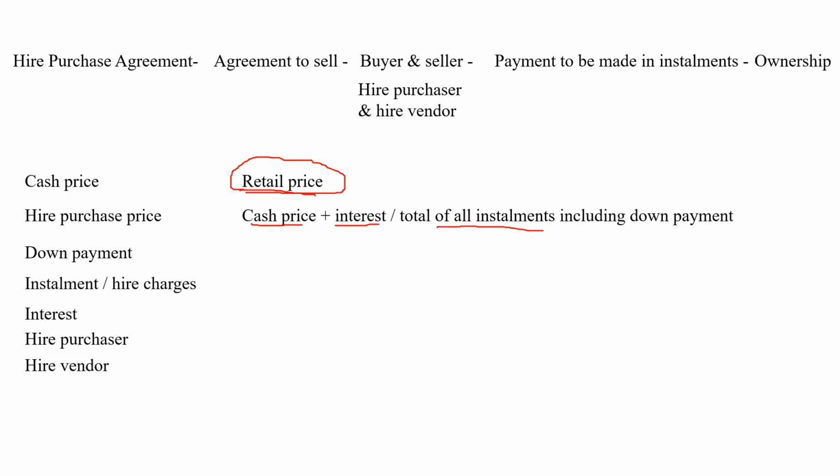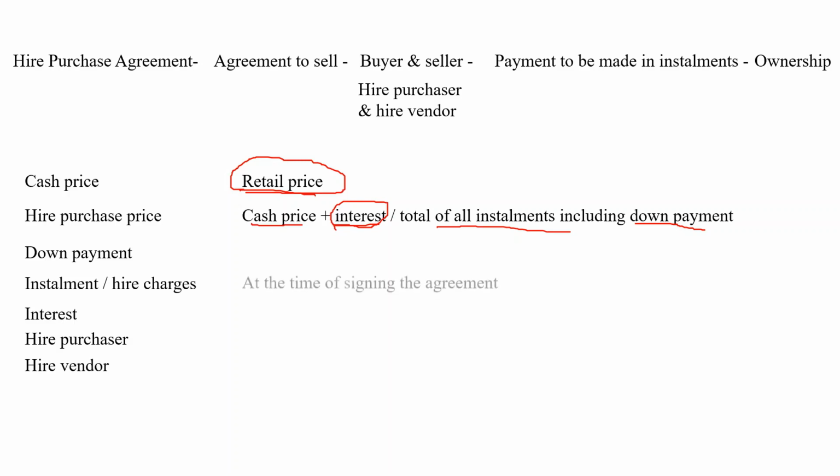Total of all the installments. If you add all the installments that are paid by the buyer to the seller, you will get the hire purchase price. When you are adding the installments, it includes the down payment also. So down payment plus all installment amounts will give you the hire purchase price. The difference between hire purchase price and cash price is only interest. Interest is the difference between hire purchase price and cash price.